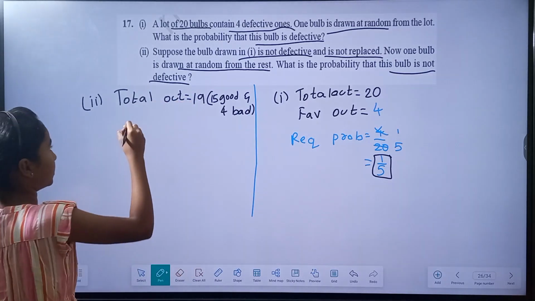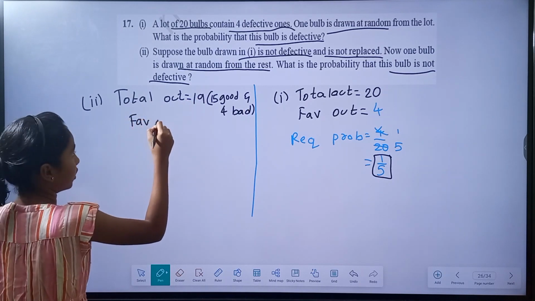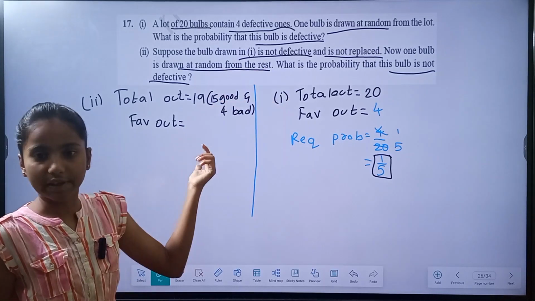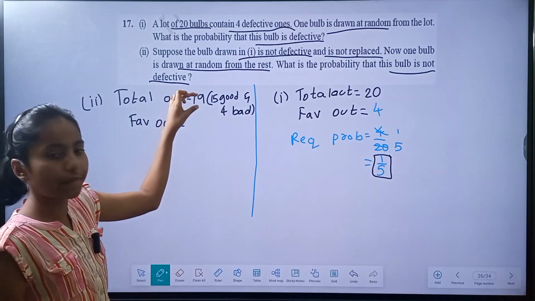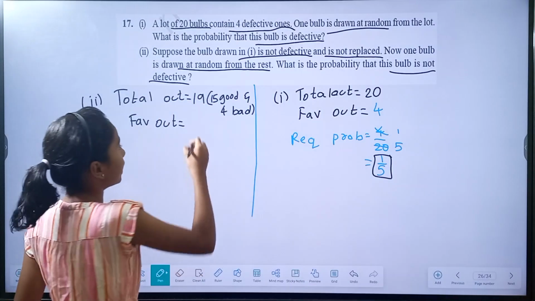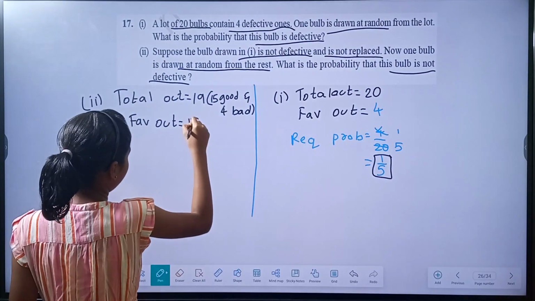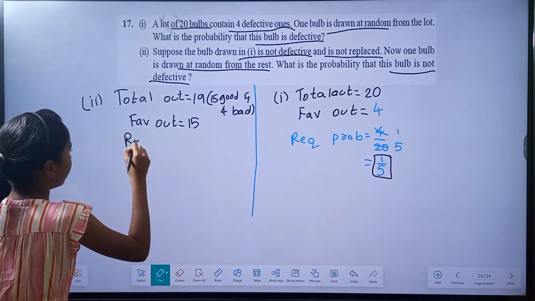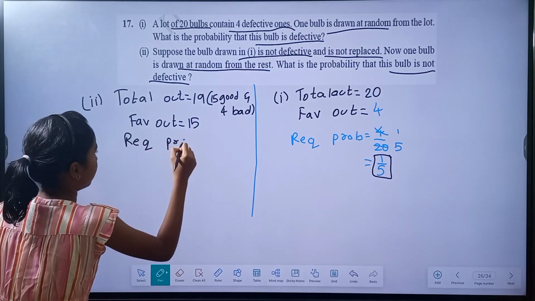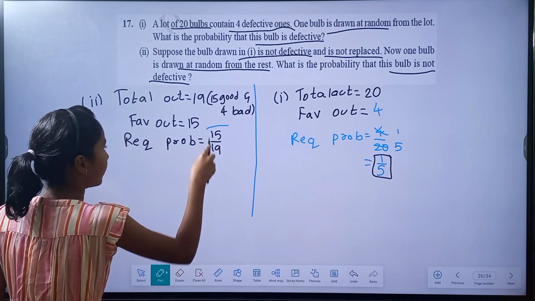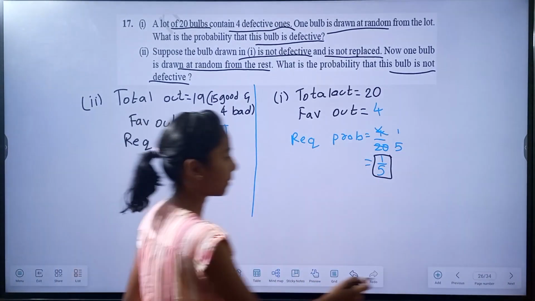Now the favorable outcomes: it is not defective. We have 15 not defective bulbs. So choosing one at random has 15 ways. So the required probability equals 15 by 19. Okay.